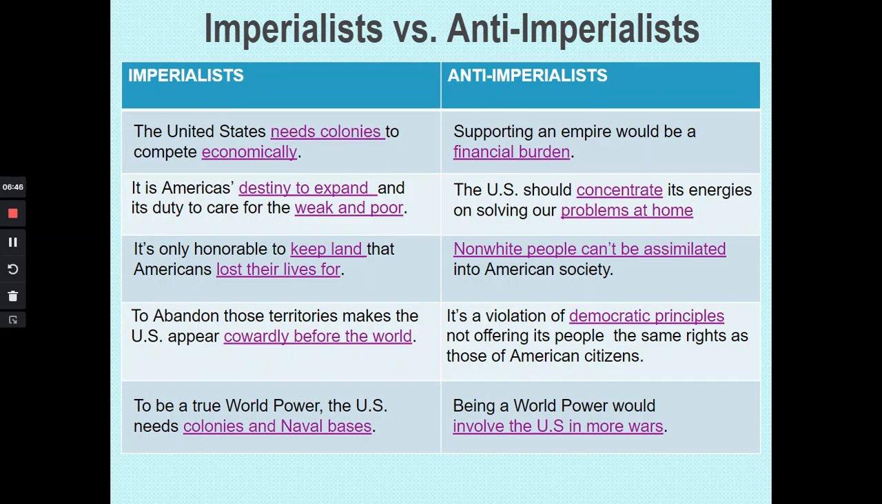Huh. Kind of makes you stop and think with what we see here. So definitely both sides had some legitimate points, and that's why America in the late 1890s, early 1900s, many Americans were split between imperialists and anti-imperialists. If you're not done with this, once you pause the video here, be sure you get this down.